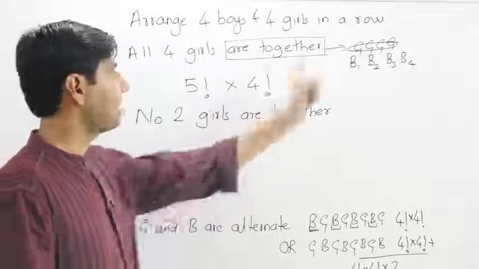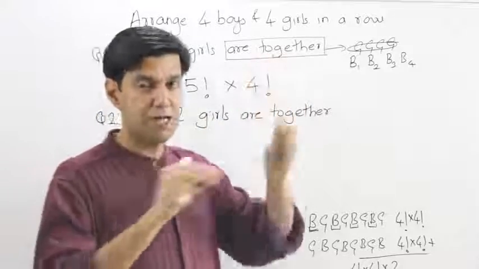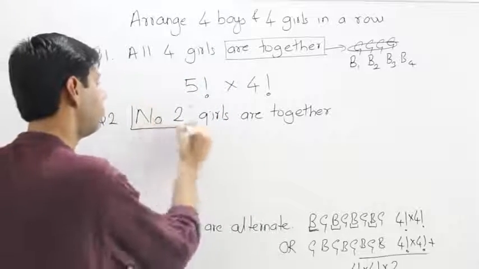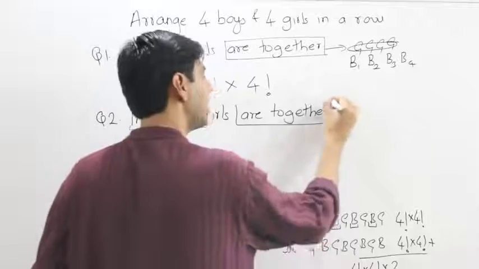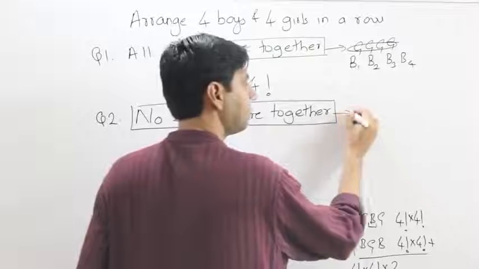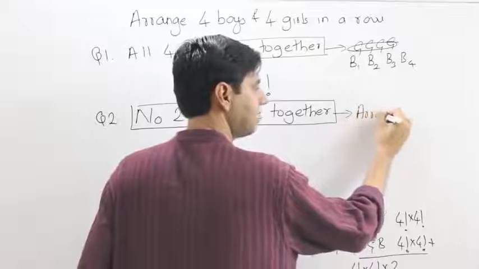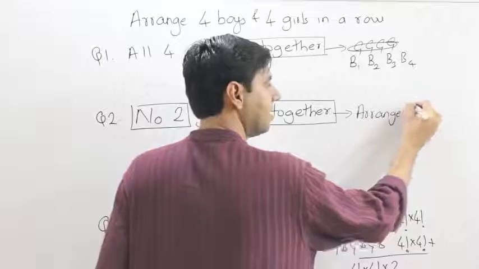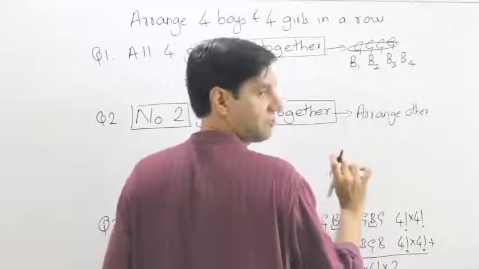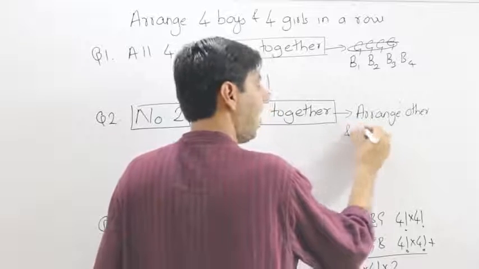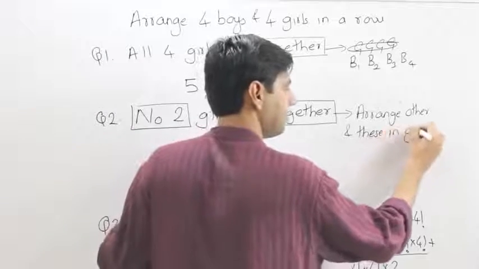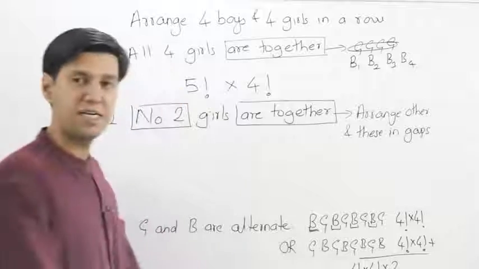Now, almost all students immediately think when people have to be together, they immediately tie them up and consider them as one object, right? Similarly, no 2 are together. Also, there is an absolute standard approach that you need to follow, and that standard approach is arrange others first. Others, by others I mean some things need to be kept separate, forget them, arrange others first, and then arrange these, the ones who need to be separate, in gaps. So this is your standard approach.